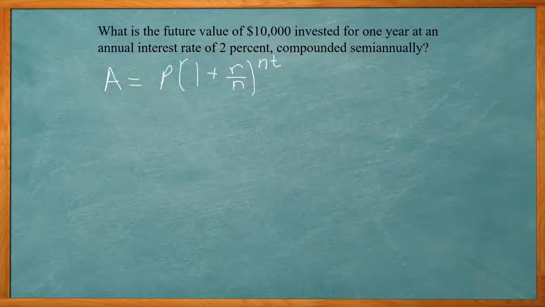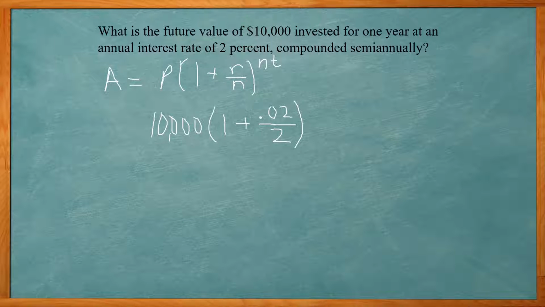Okay, so we're going to plug in what we know. We know we're putting in 10,000 initially, so that's our P value, 10,000. And then the interest rate. Always put your interest rate in decimal form, so divide by 100 to give you 0.02. Semi-annually, so that means twice a year, so it'd be 2 compounding periods per year. If it said quarterly, that'd be 4 times per year. Monthly, be 12 times per year. Daily, use 360. And if it said just annually, that'd be 1 time per year.